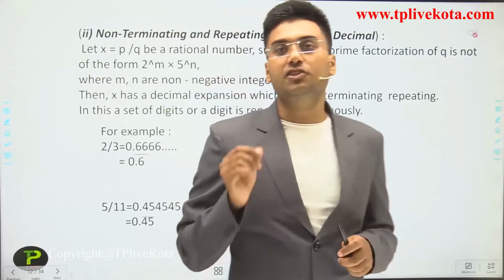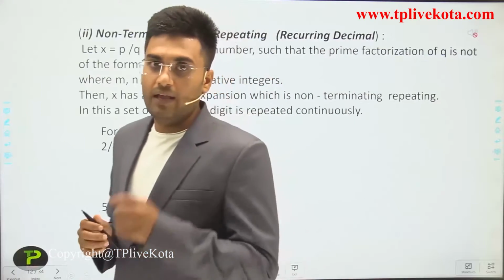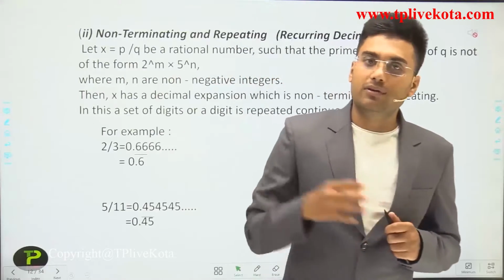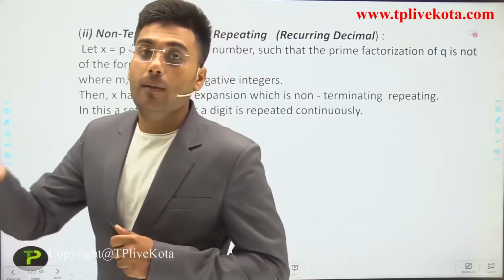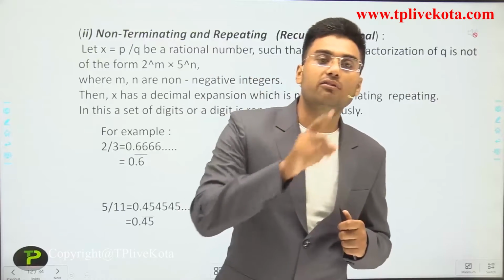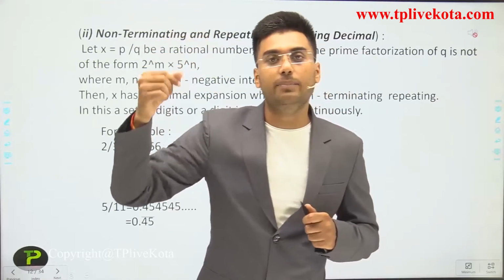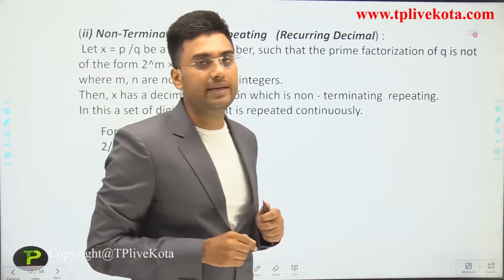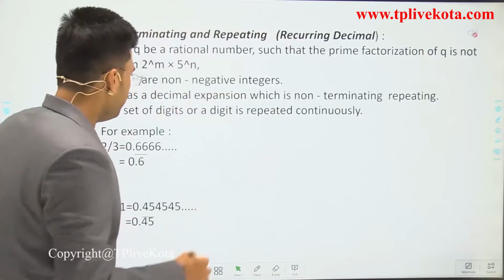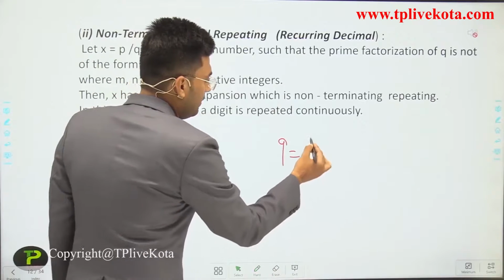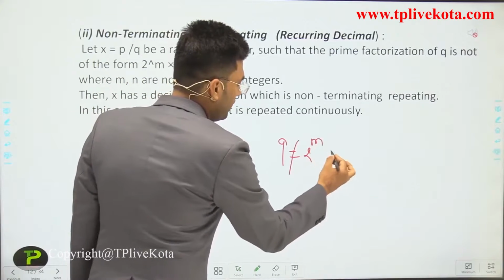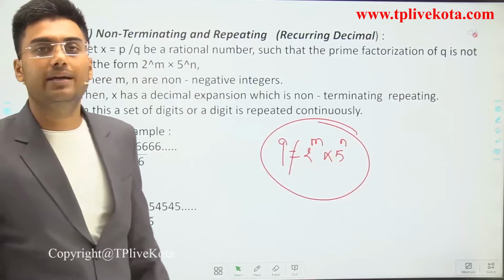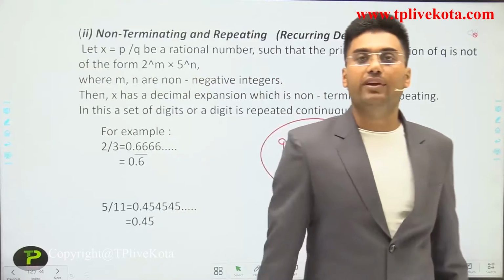If x is a rational number in the form of p by q, where p and q are integers and q should not be 0, but if q is not in the form of 2 power m multiplied by 5 power n, then it is a non-terminating but repeating, or recurring, decimal form of a rational number.